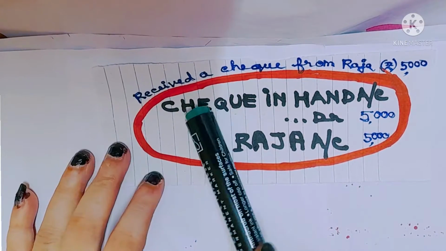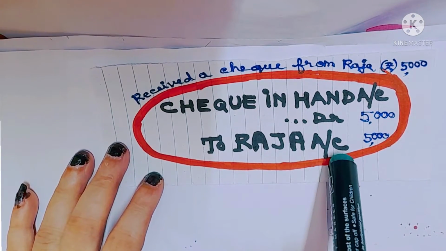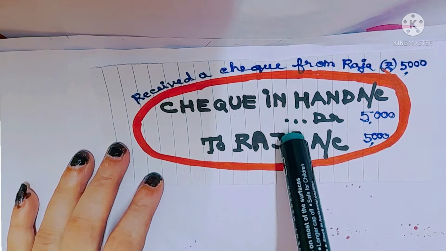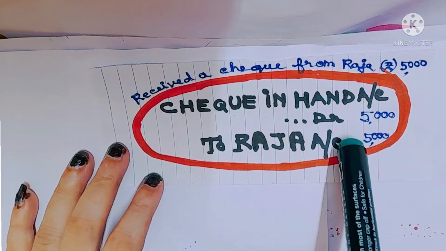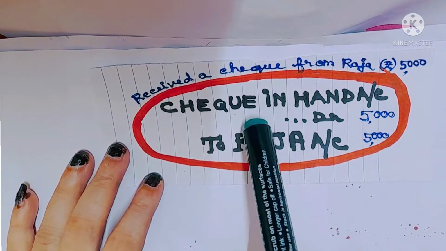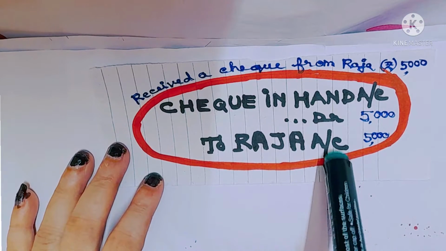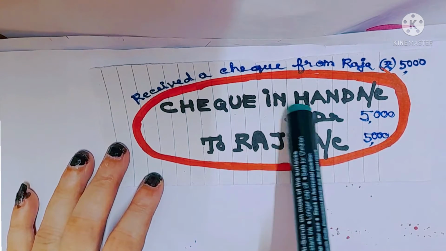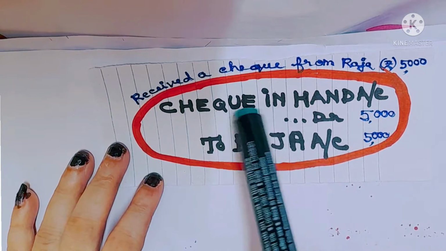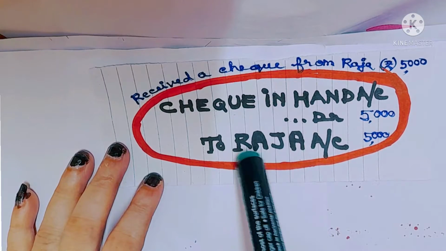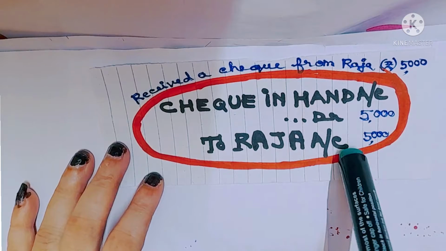See, the journal entry: received a check from Raja 5,000, check in hand account debit to Raja account. Since the check was received on 10th April, but deposited on 24th April, the journal entry will be check in hand account debit to Raja account. Understood? So there is no bank account on the debit side or the credit side. Check means bank, so there should be a bank account either on the debit side or on the credit side. Otherwise, we are unable to record this journal entry.